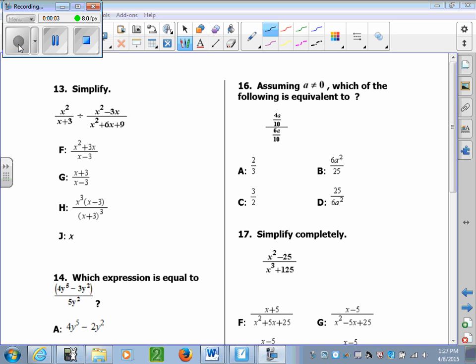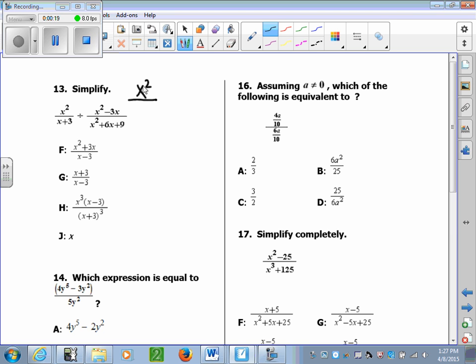Okay, let's finish up this review for the test. So we're dividing. Before we can divide two rational expressions, I need to turn it into a multiplication problem, so I'm going to do that first. To do that, I flip the second fraction, or multiply by the reciprocal is what it's really called.